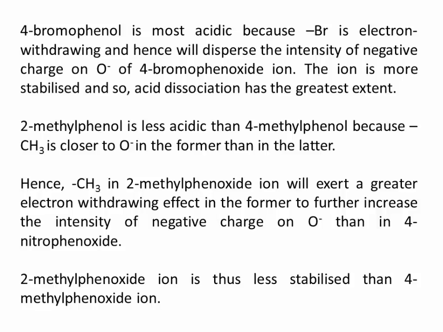So in this question, the first part is nothing new. The first part talks about the comparison between electron withdrawing and electron donating group, which we have just looked at in the lecture notes. The second part is something new. The second part talks about the proximity of the substituents on the benzene ring with respect to the O minus. Okay?